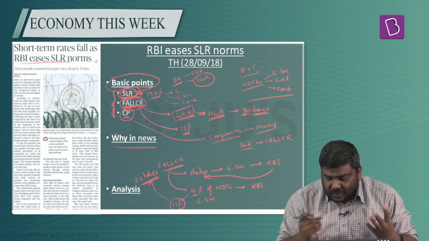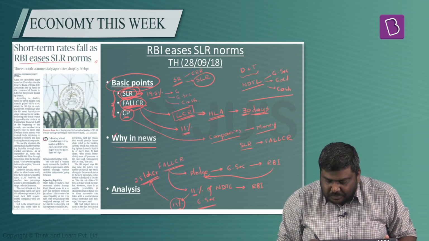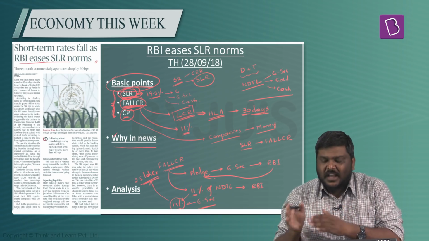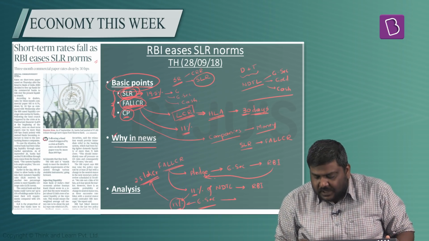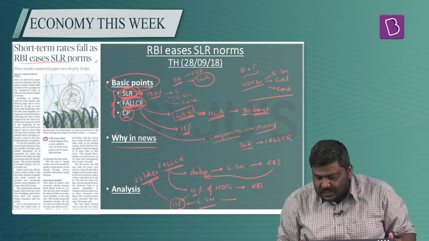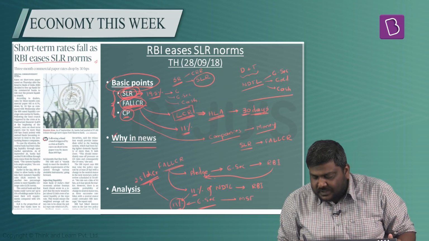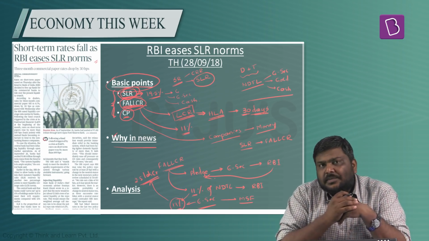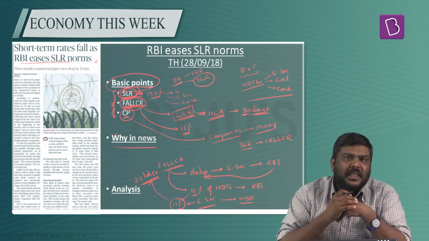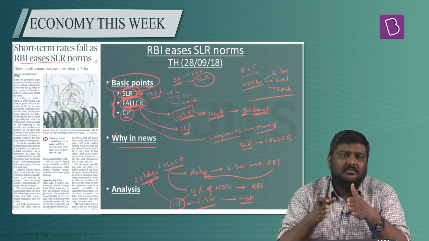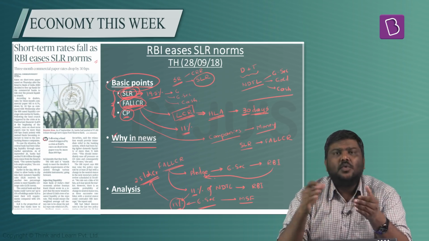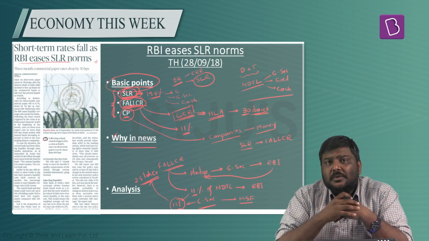But remember this: apart from the G-securities being pledged under the FALLCR, they can also pledge G-securities under another instrument called the marginal standing facility. Now, what is the concept of the marginal standing facility? If a bank requires, let's say, X crore rupees for overnight purposes. What do we mean by overnight purposes?